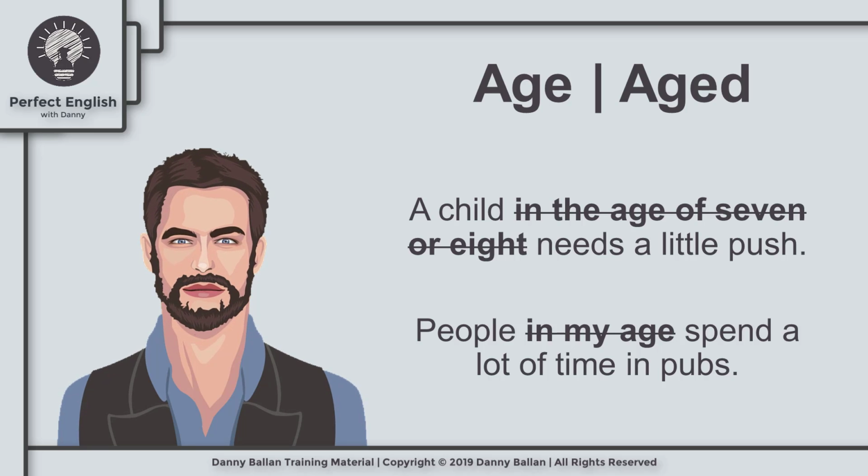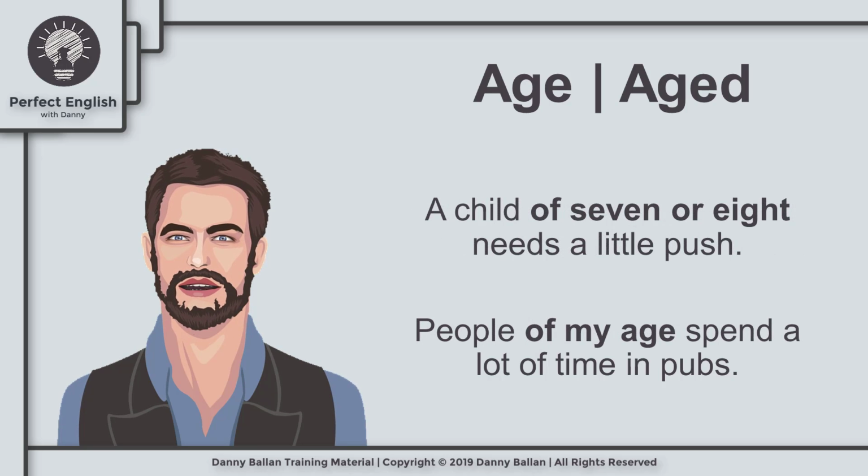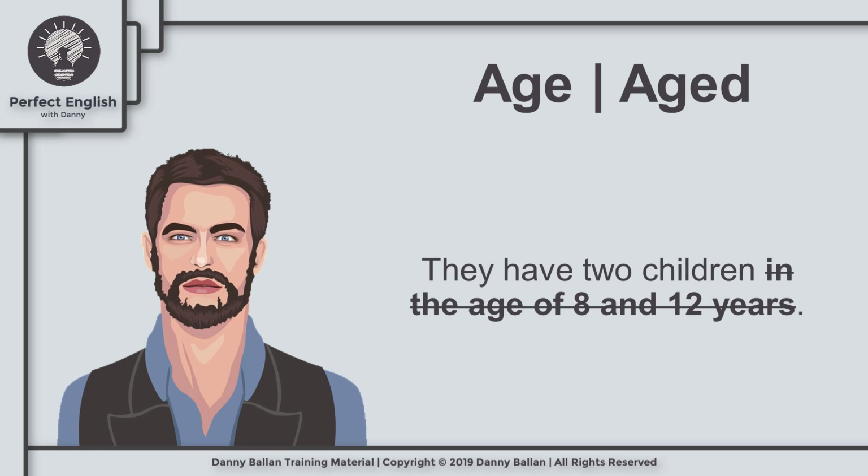Age. For example, we say he is very clever for a boy of his age. A girl of her age needs someone to play with. So now we should go back and fix these two sentences by saying a child of 7 or 8 needs a little push. And people of my age spend a lot of time in pubs. Now let's look at another example. They have 2 children in the age of 8 and 12 years.